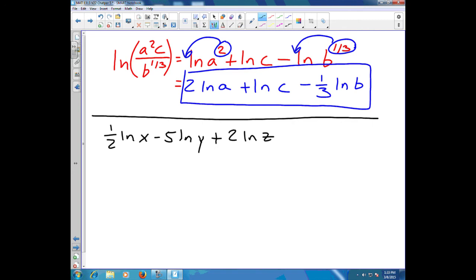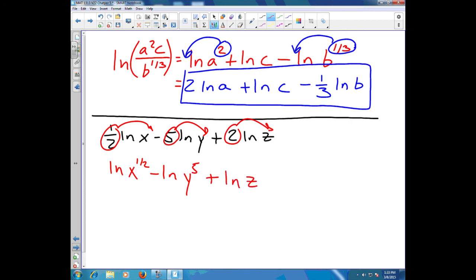And so to do that, we're going to do things in reverse. Let's first make all of the constants into powers. We're going to do the power rule, but in the opposite way. All of the constants in front are just going to become powers. And so what we get is the natural log of x to the 1/2 minus the natural log of y to the 5th plus the natural log of z squared.